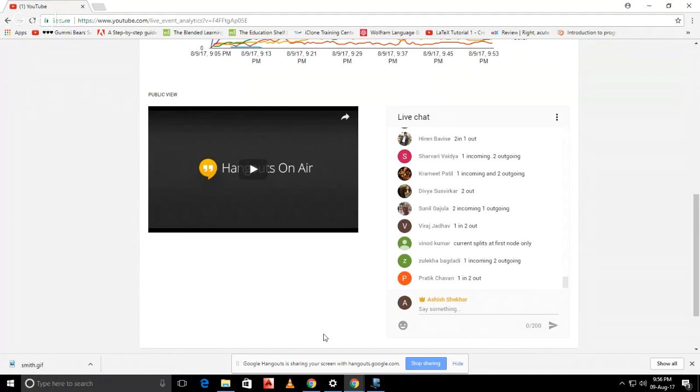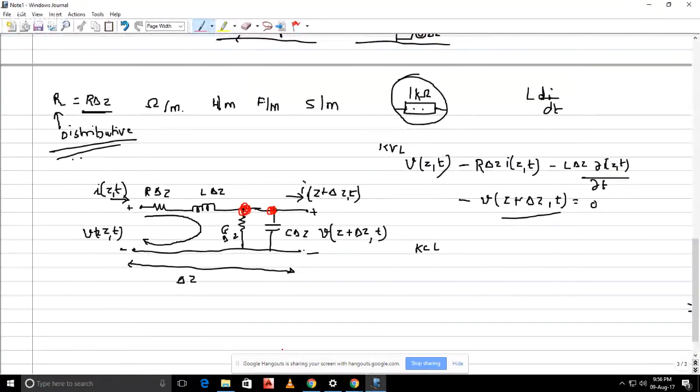We know the current splits at the first node only. Dear, the nodes are one and the same, Vinod. So instead of splitting the current, you first combine the capacitor and the conductance branch together, and then we can consider it as one branch in admittance, and then the current splits into two. So there is actually one incoming current and two outgoing currents. Everyone is exactly correct. The current that is coming in is I of Z comma T, and the currents that are going out are this one and this one. So this current is an outgoing current, and here also I have an outgoing current. Okay, so let us apply KCL and see how it looks.